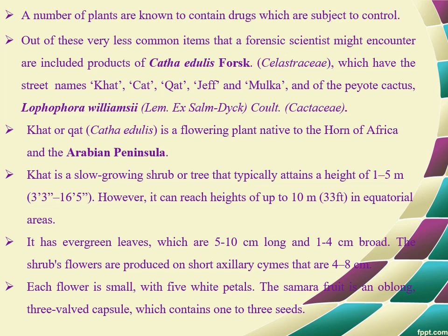The shrub's flowers are produced on short axillary cymes that are 4 to 8 centimeters long. Each flower of the plant is small with 5 white petals. The samara fruit is an oblong 3-valved capsule which contains 1 to 3 seeds.